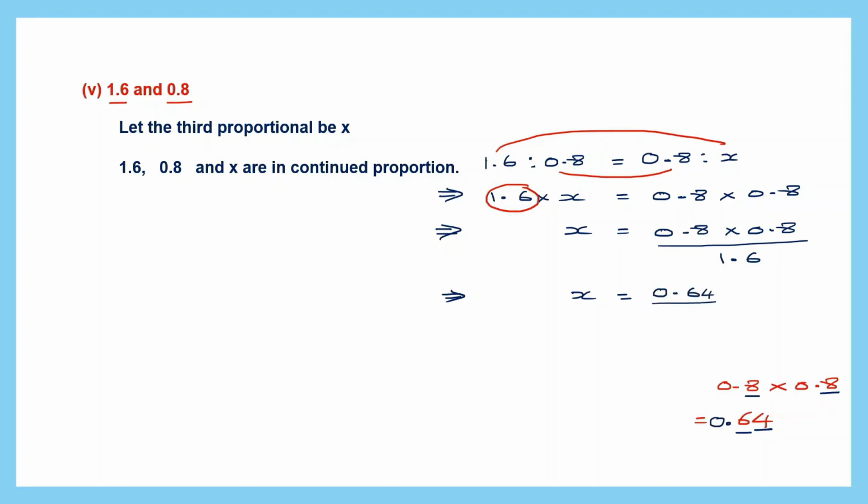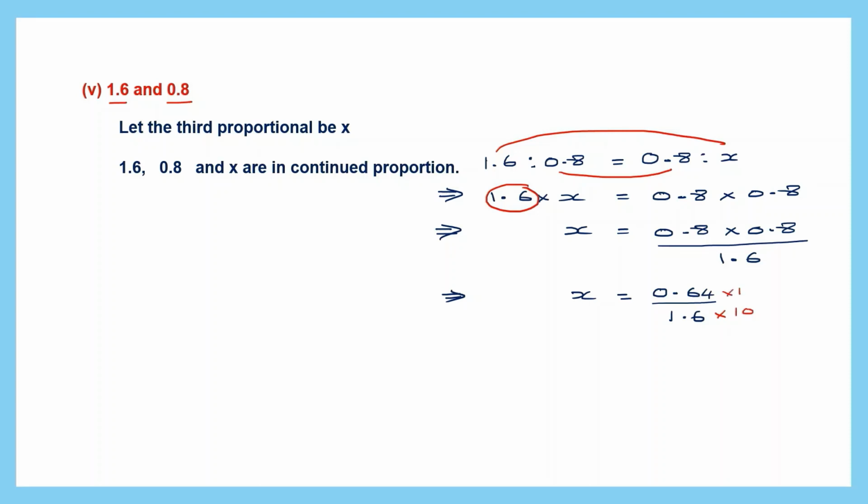Let's write it here. 0.64 divided by 1.6. So now we have to do this division. As you can see, the divisor is a decimal number. We're going to make it a whole number by multiplying it by 10, because the point needs to move only one place.